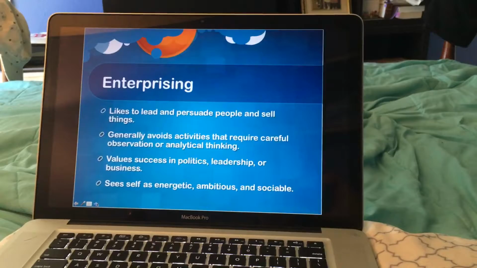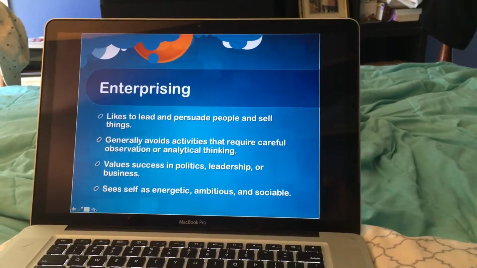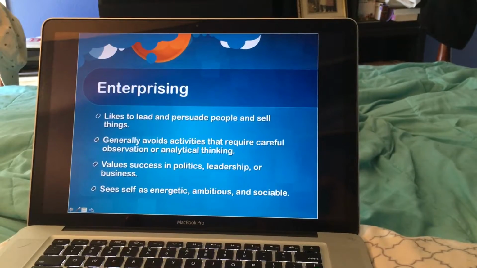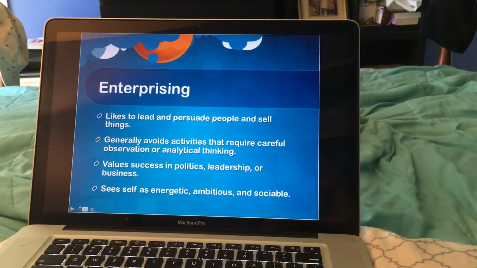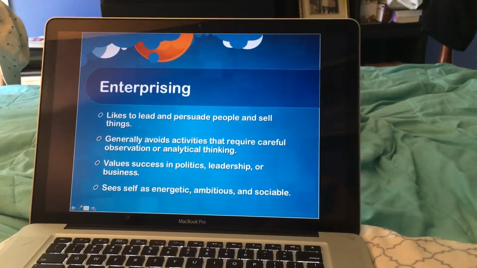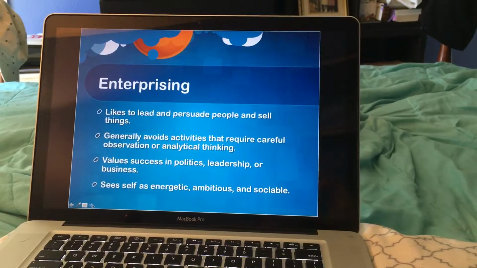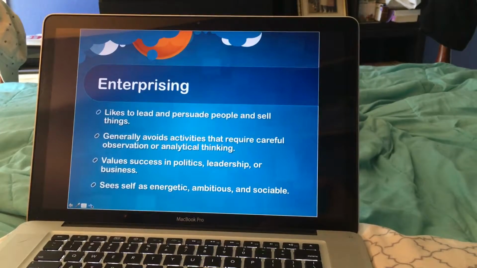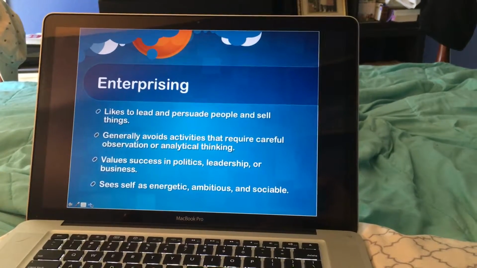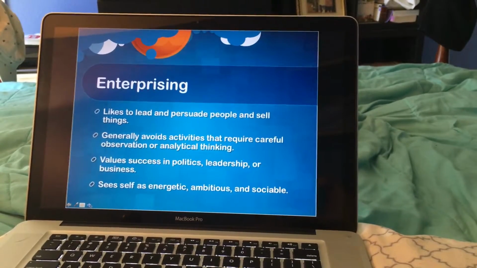Lastly, we have enterprising. These are people who are adventurous and ambitious and assertive. They like to persuade people. They like to sell things. They generally avoid activities that require careful observation or analytical thinking. They're more into valuing success and leadership. They see themselves as energetic, ambitious, sociable.